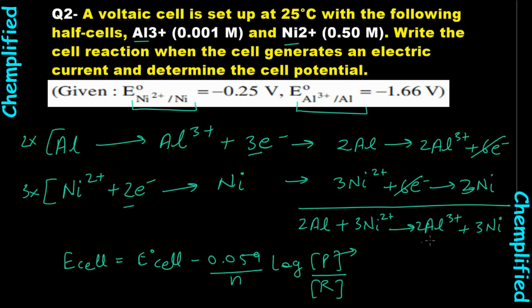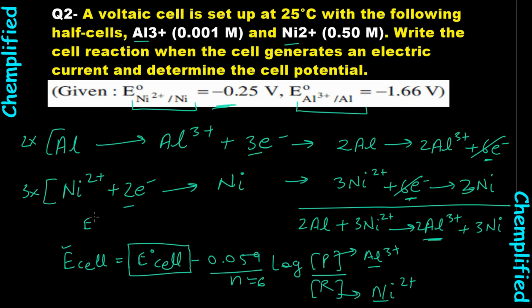In place of product you will write the value of Al3+, in place of reactant you will write down the value of Ni2+. Now in this particular equation you have to find E cell, right? You are also given the value of n, which is equal to 6, because there is transfer of 6 electrons. You have the concentration of aluminum, you have the concentration of nickel. The only thing that you don't have is E naught cell. You have to find the standard electrode potential value from the given values.